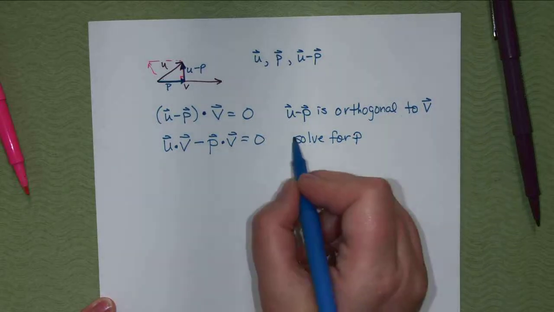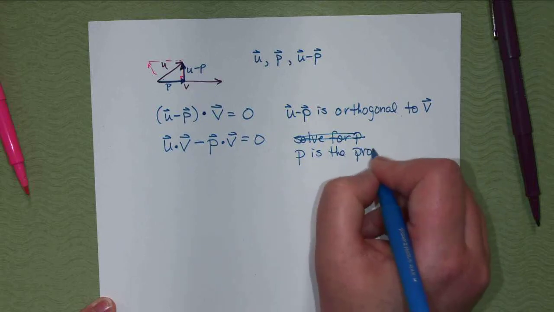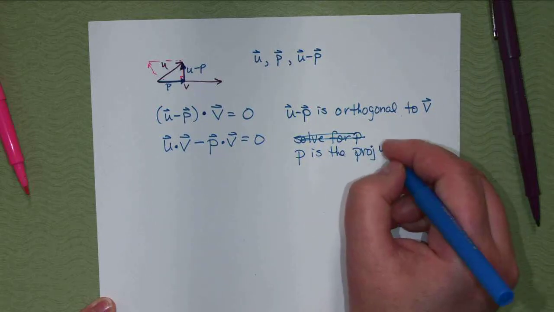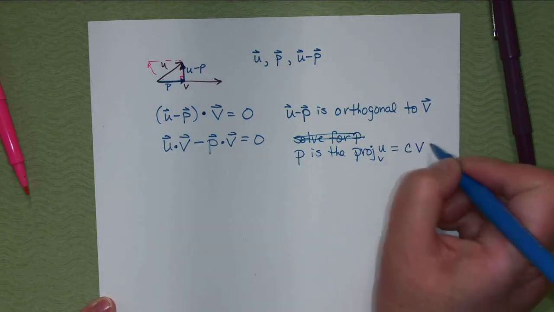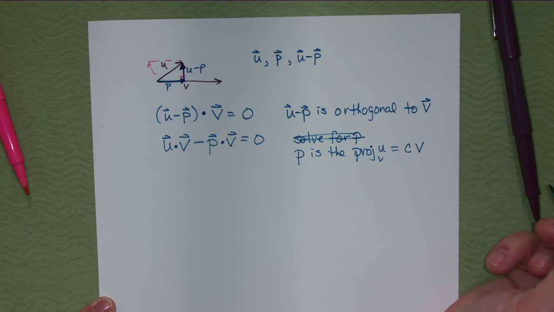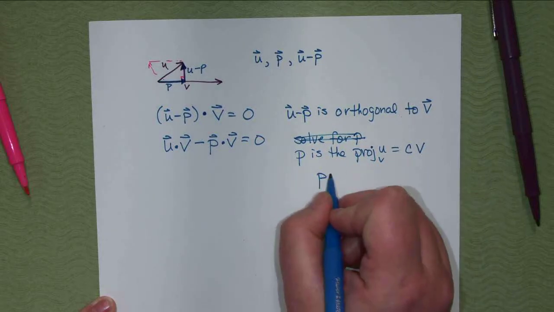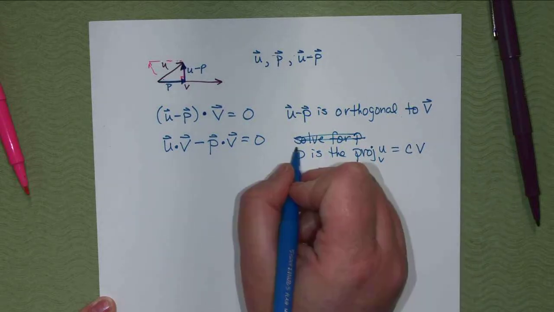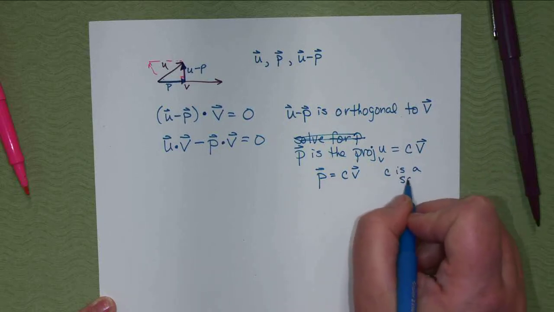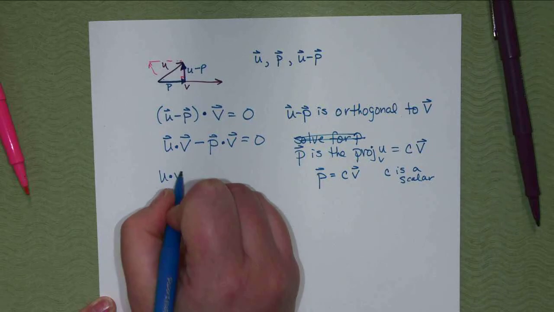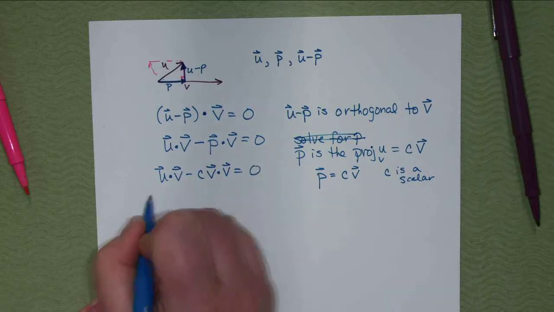No, I don't want to solve for P. P is the projection of U onto V, correct? So the answer is some scalar times V. It's some multiple of V, either positive, negative, bigger than 1, less than 1, depending on where it is. So P is C times V. P is a vector, V is a vector, C is a scalar. So U dot V minus CV dot V equals 0. Solve for C.